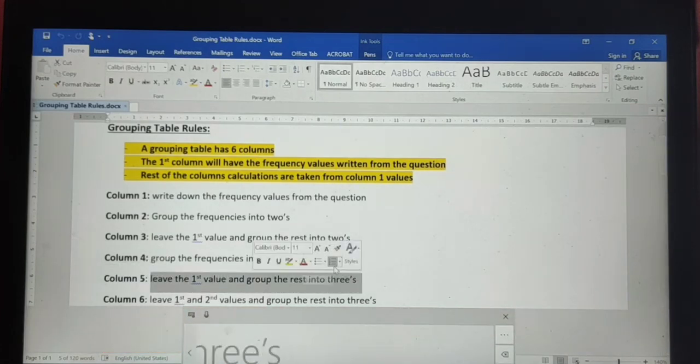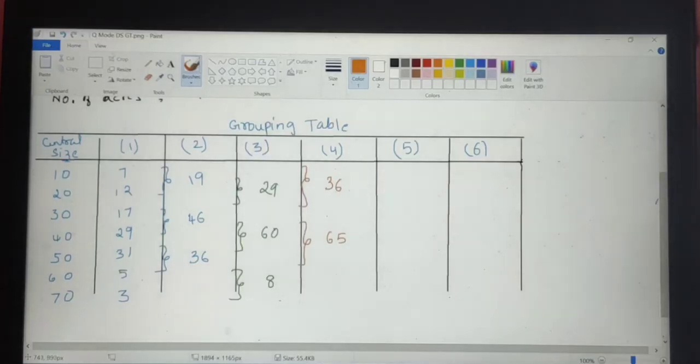leave the first value and group the rest into 3's. So now, first value is 7, leave 7, then you will add up 12, 17, 29, 31, 5 and 3. So your totals will be 39 and this total will be 58.